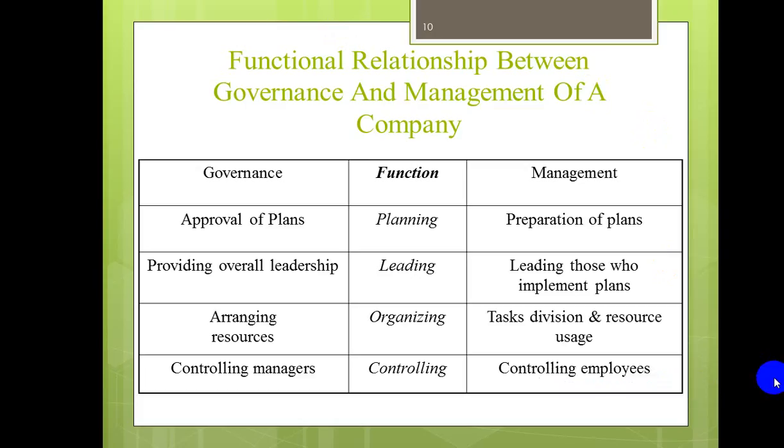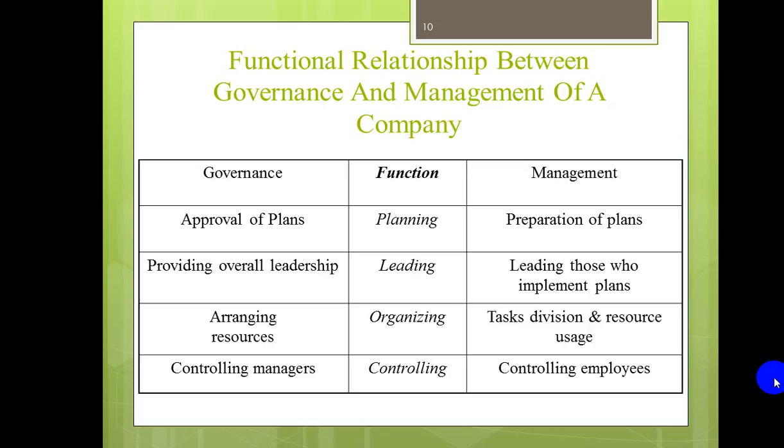Now the next one is organizing. In organizing, the governors are providing resources, and then management takes a decision on the resources.